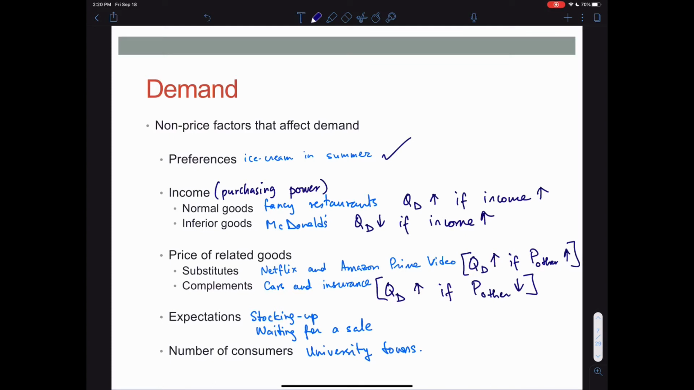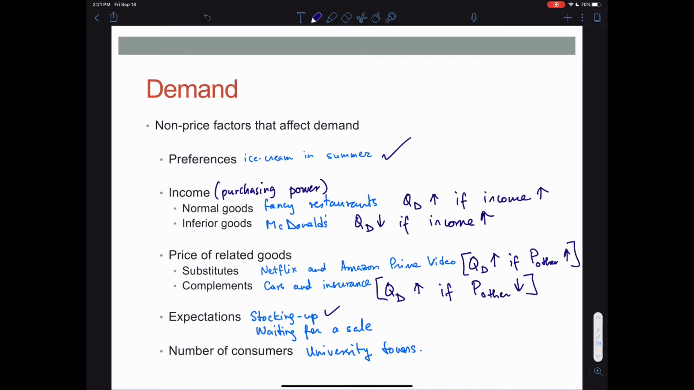Another reason why our demand might change is expectations. So we may have that experience now because we went through a summer of stocking up. So if we expect that something will become more scarce in the future, we are likely to stock up. Or if we expect that the price in the future will go up, then we will rush and buy it now, increasing the demand for that good right away.